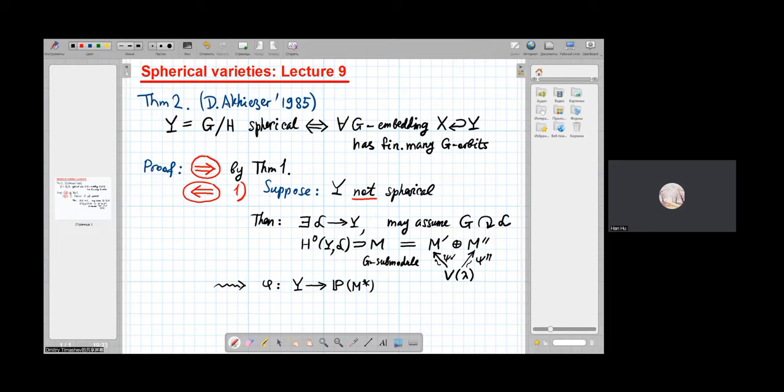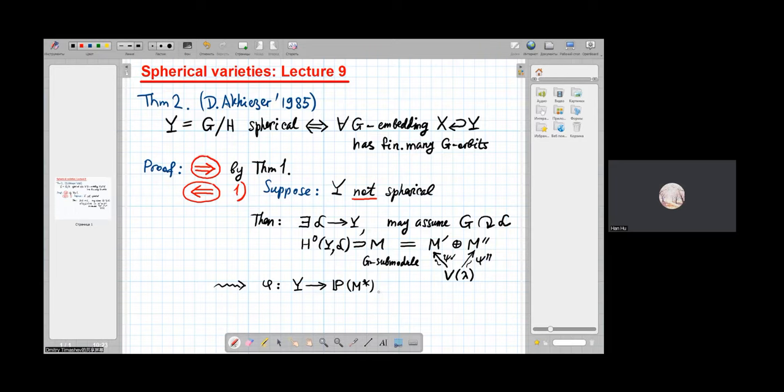Why is it a morphism? Why is it not just a rational map? Well, because Y is homogeneous. The map phi is G equivariant because G acts on everything, and the subspace M, which we have chosen, is G stable. And since it is G equivariant, its domain of definition is G stable. But Y is a single orbit, so it has to be defined everywhere on Y. This is the explanation why phi is a morphism, why it is everywhere defined.